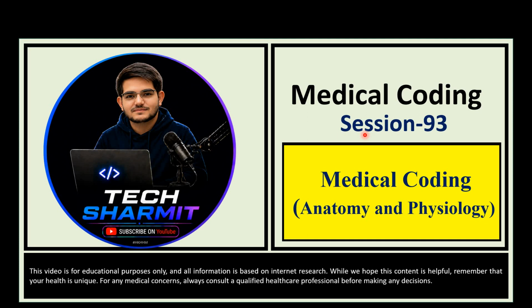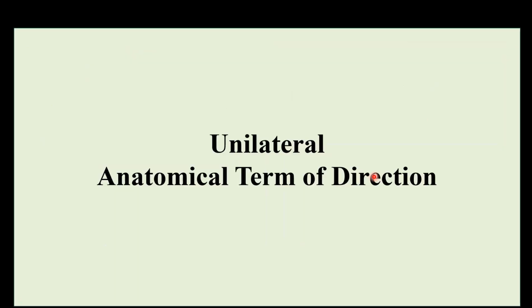In this session, we are going to talk about another very important topic related to medical coding anatomy, and that is unilateral anatomical term of direction. If you remember, for the last couple of sessions we have been talking about anatomical terms of direction, and today is the final session for that, because with unilateral we are done with all the types of anatomical terms of direction, right? So today we will be discussing what exactly the unilateral anatomical term of direction is, what type of information it provides to us, and how it is utilized in medical terminologies.